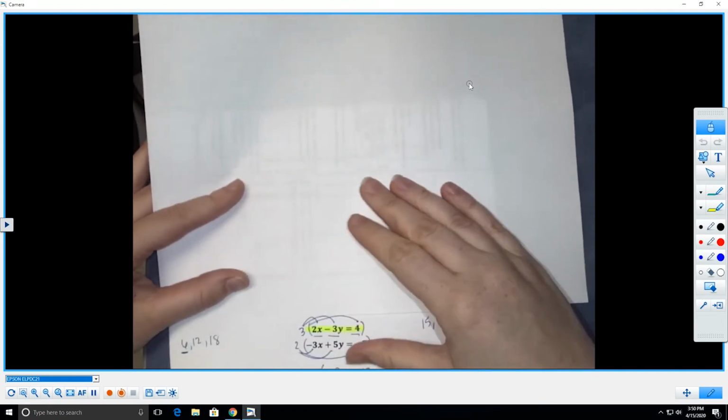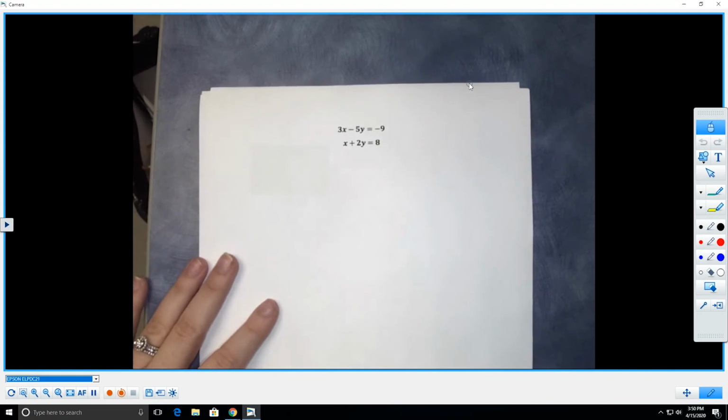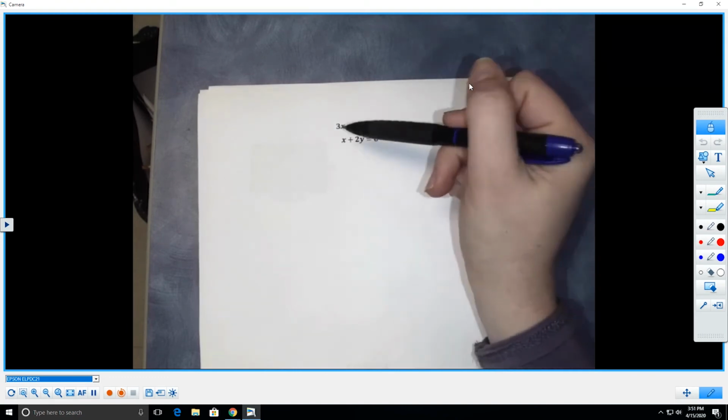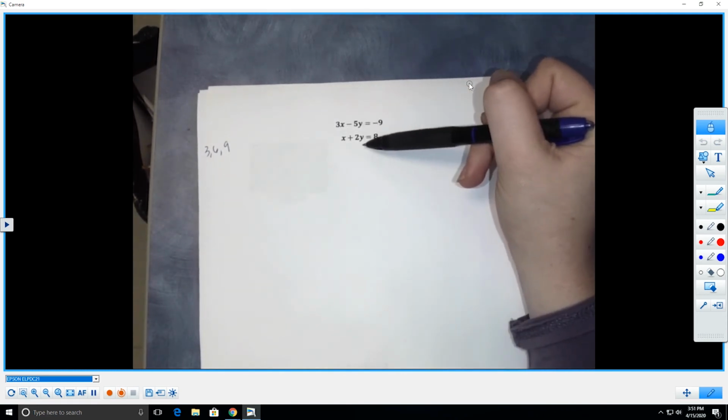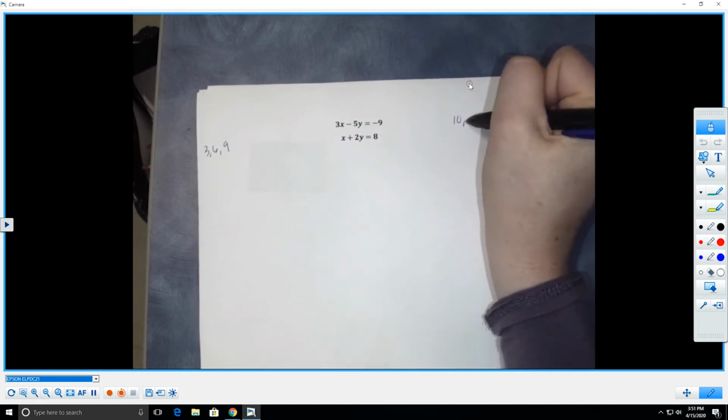Let's try another one. Let's look at this system. Write it along with me. Okay, looking at the x terms and the y terms, what are the common multiples of each set? Right. In this case, the coefficients of the x terms are 1 and 3, and some of the common multiples are 3, 6, or 9. The coefficients of the y terms are -5 and 2, and some of the common multiples would be 10 or 20.